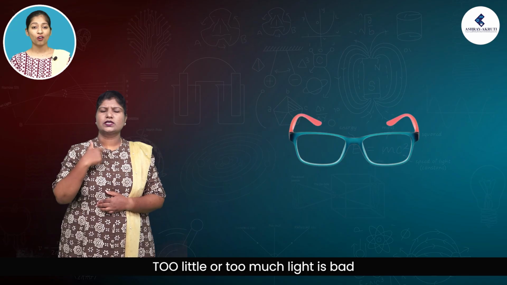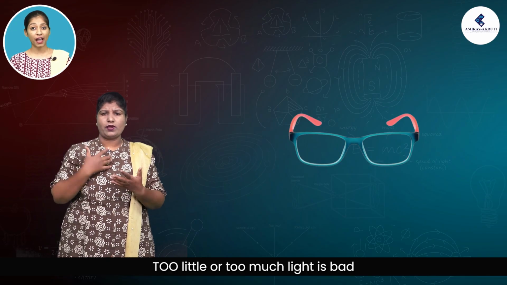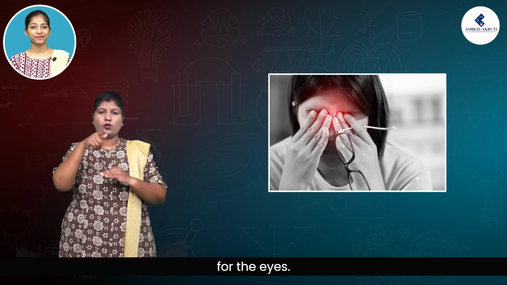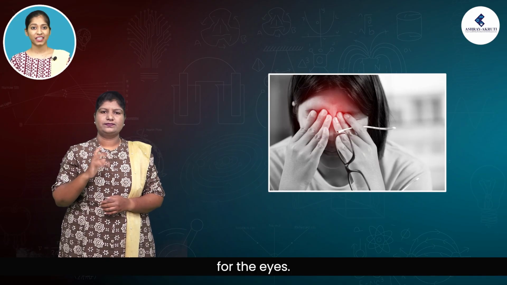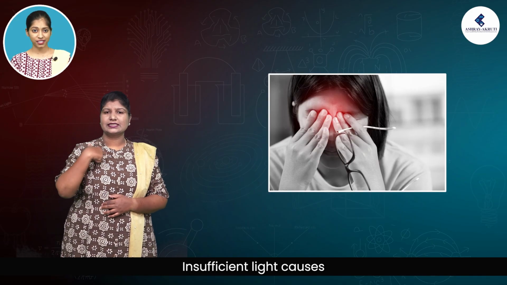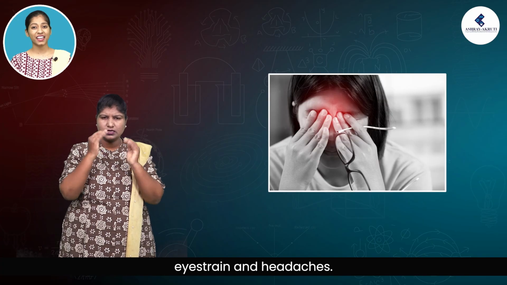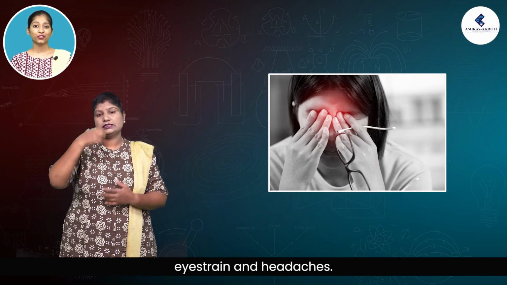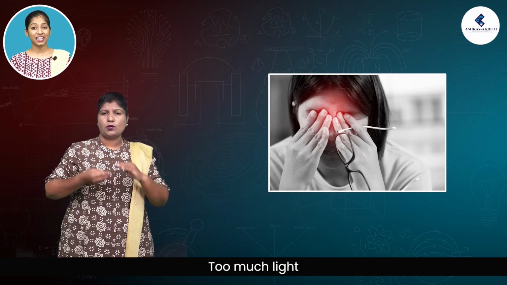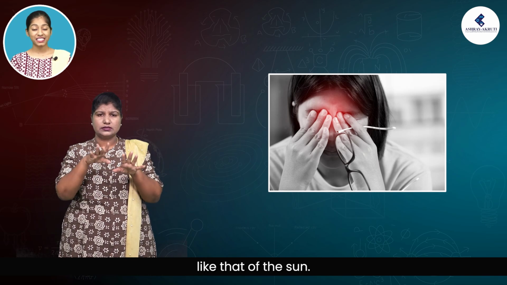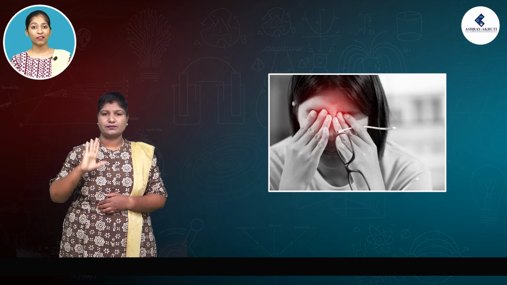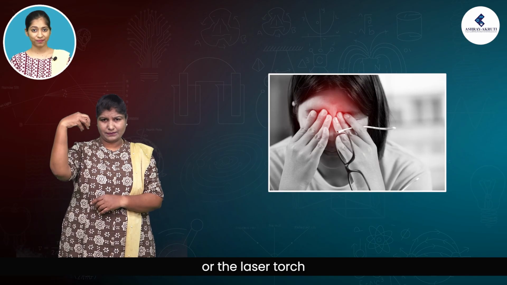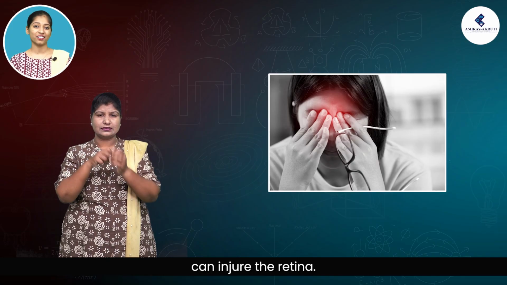Too little or too much light is bad for the eyes. Insufficient light causes eye strain and headaches. Too much light, like that of the sun, a powerful lamp, or a laser torch, can injure the retina.